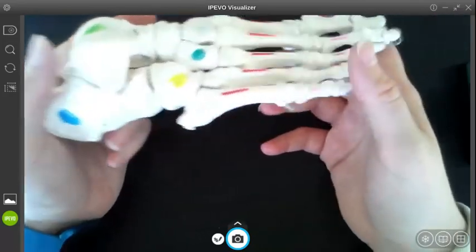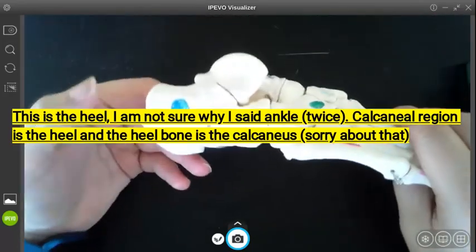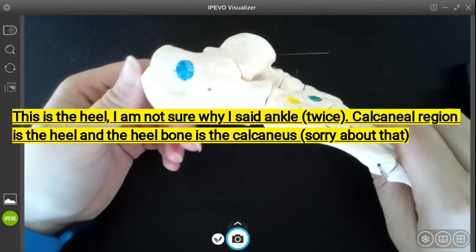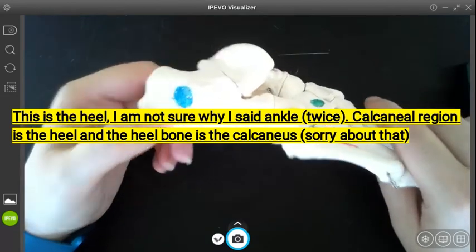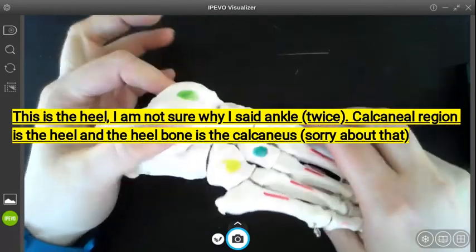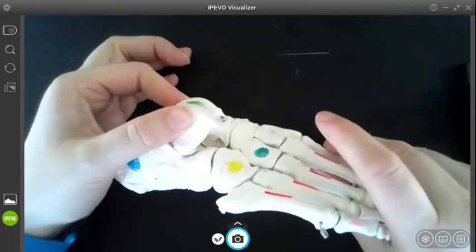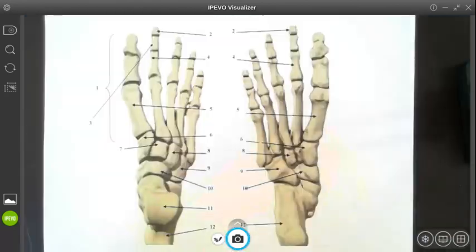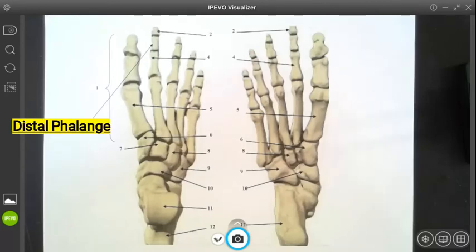Then we have two more bones here. We have the ankle itself. The ankle region is the calcaneal region, so this is the calcaneus. And then we have the ankle itself, which is called the talus. Check out the picture here. Number 1 is actually pointing at the entire big toe itself, which is called the hallux. That was one of the body regions that we needed to learn. Number 2, 3, and 4 are all phalanges. 2 is the distal phalange, 3 is the middle phalange, and 4 is the proximal phalange.